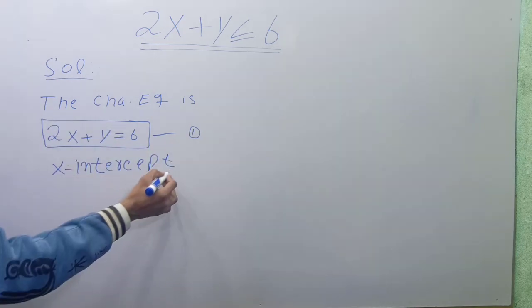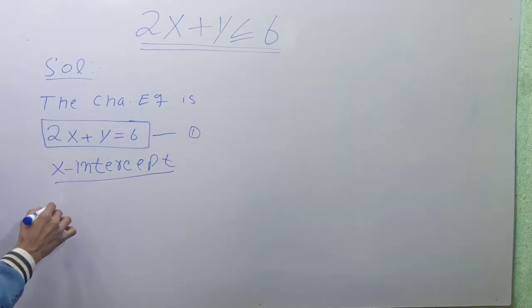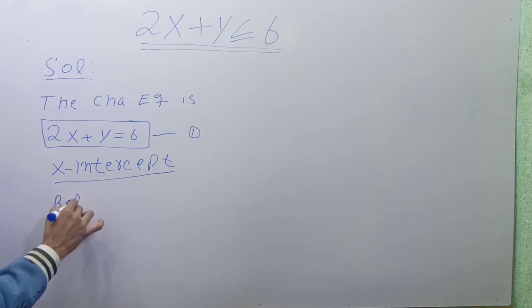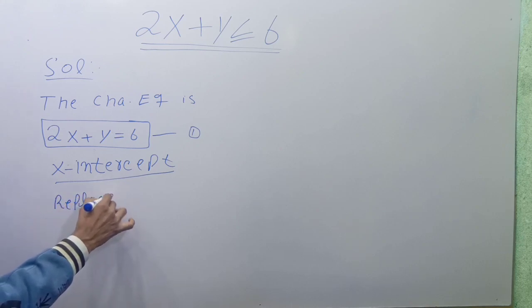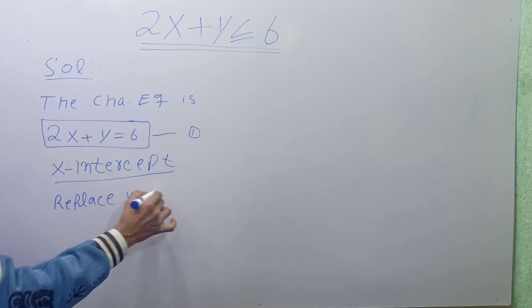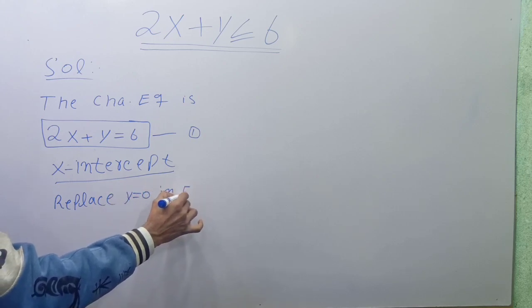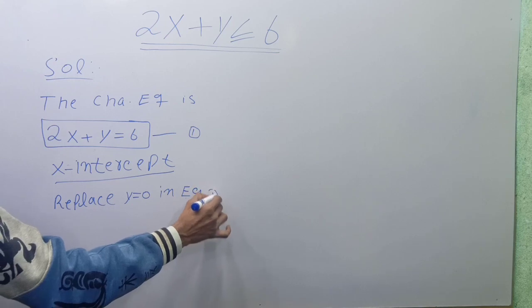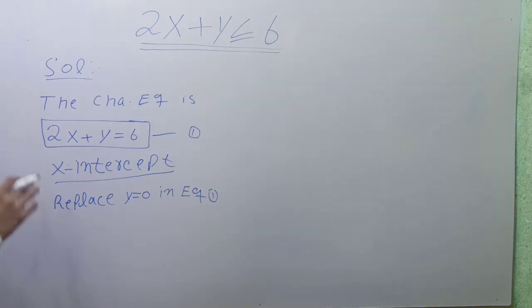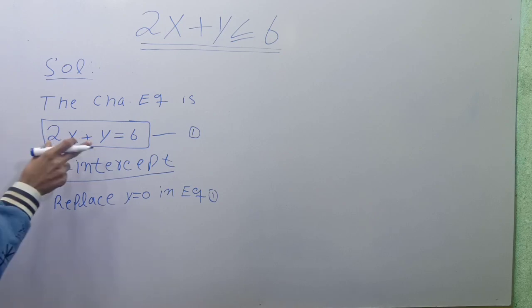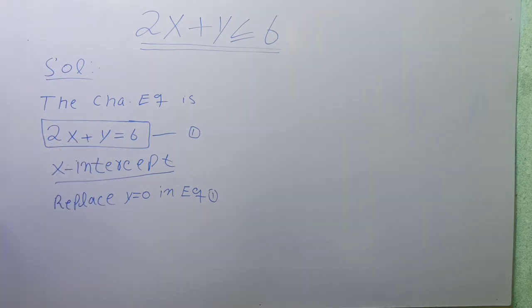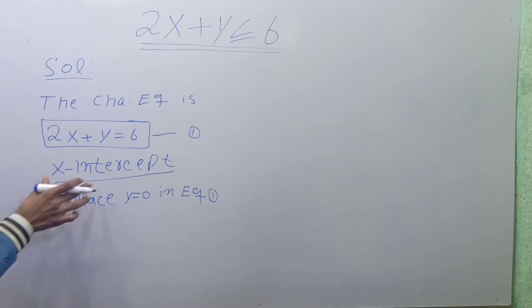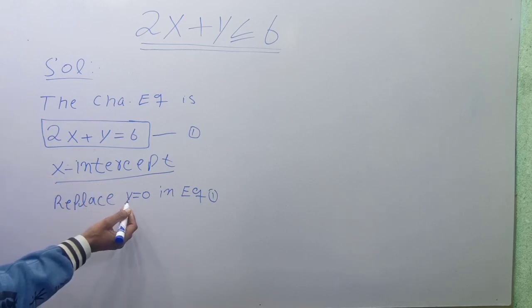To find the x-intercept, replace y is equal to 0 in equation 1. It means to find the x-intercept of this equation, we have to replace y by 0 in this equation, and then to find the y-intercept we have to replace x by 0.